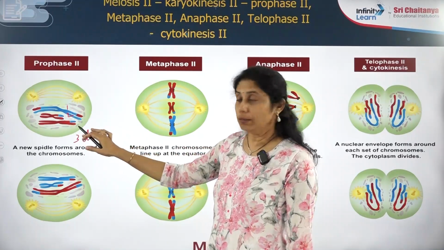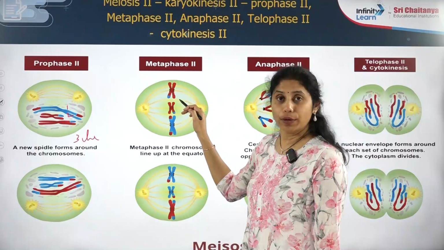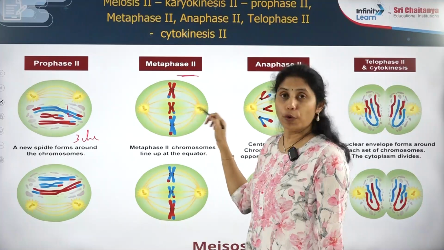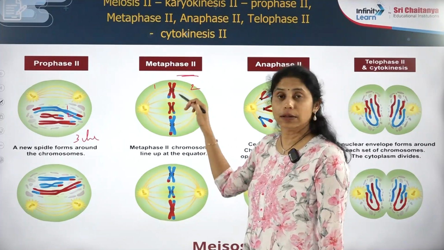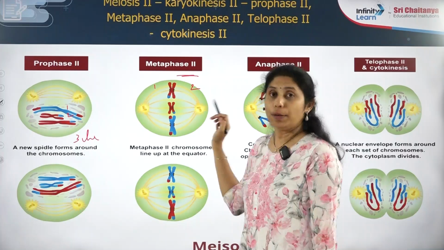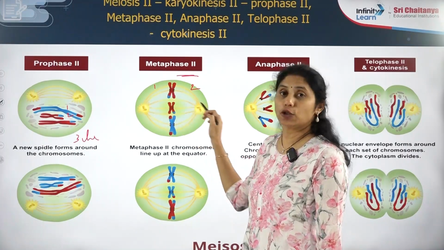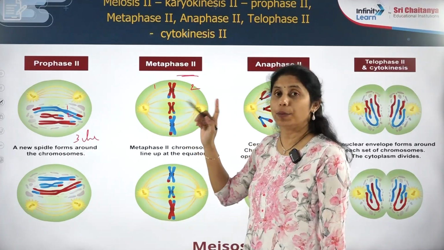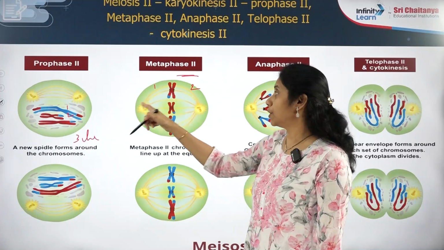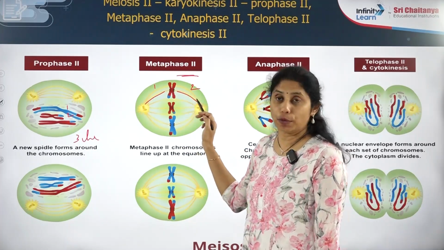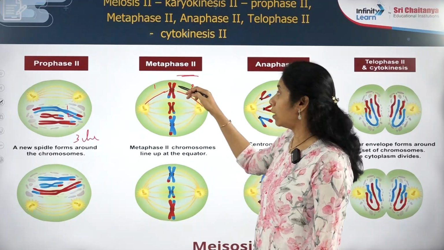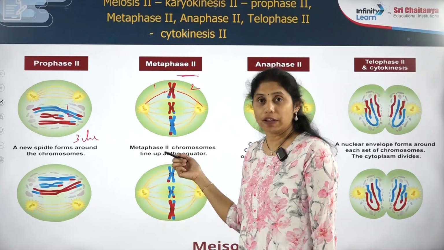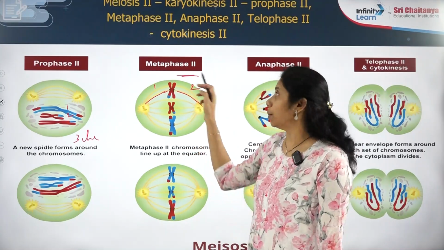Then the spindle fibers will come in metaphase 2. They will attach to the kinetochores. In this metaphase 2, each chromosome is attached to the 2 poles by 2 different spindle fibers. This is the similarity between mitosis and meiosis 2. Here each chromosome is attached to both poles, whereas in meiosis 1, each chromosome is attached to only one pole. Here each chromosome is attached by 2 spindle fibers coming from opposite poles to the 2 kinetochores. These chromosomes will be brought to the center of the cell and aligned to form the metaphase plate. In each daughter cell, this happens in metaphase 2.